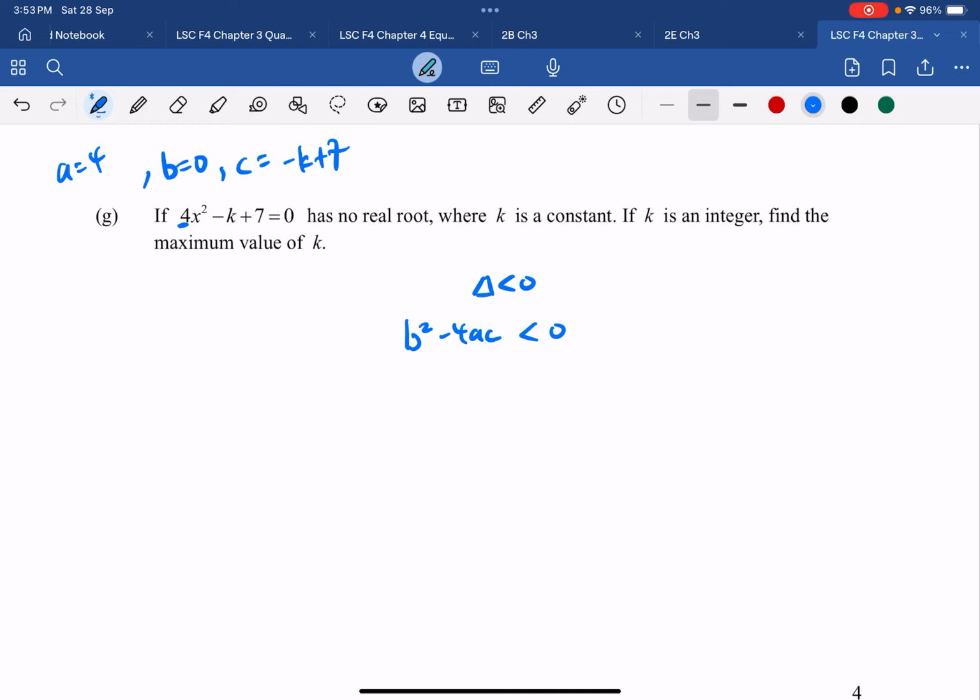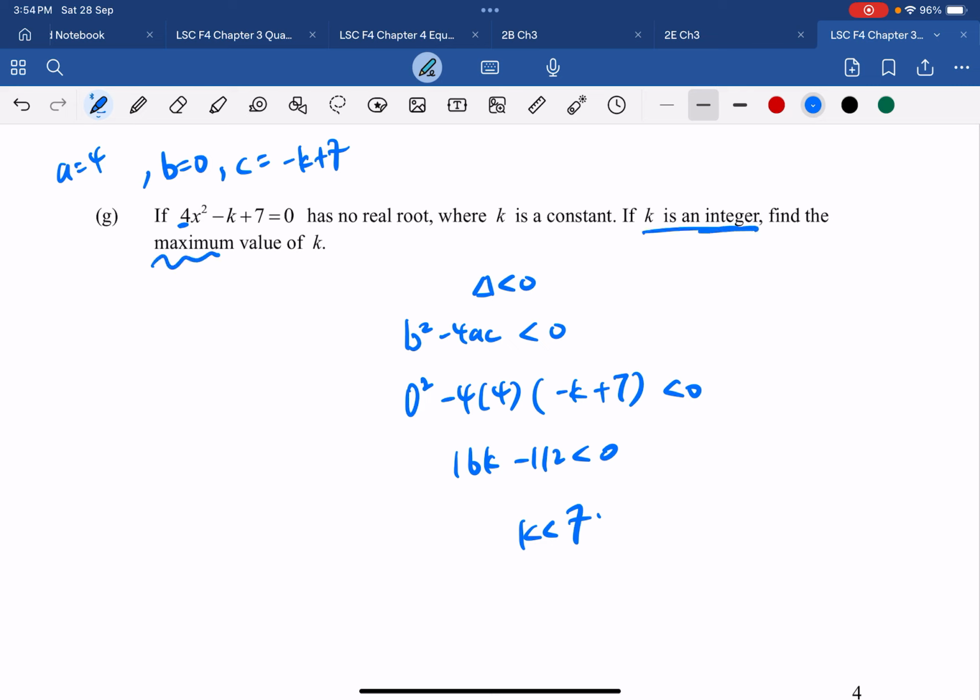Plug in the numbers, you will get 0 squared minus 4 times 4 times negative (k plus 7) less than 0. Continue to solve the inequality. Then the question asks that k is an integer, find the max value of k, so k should be 6.